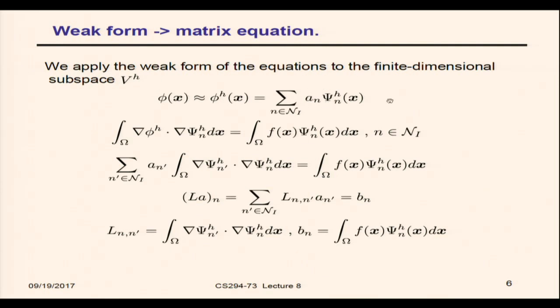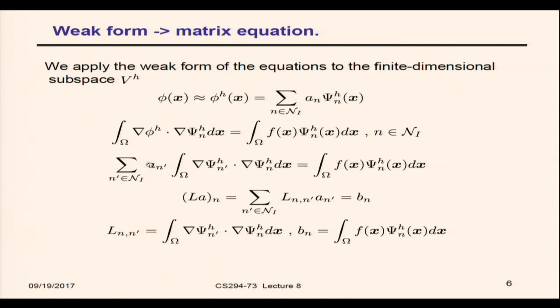So we're just going to approximate our function as a linear combination of basis functions. And then what's the condition that this is a weak solution translated into this finite dimensional space? Well, it's grad phi h dotted into grad psi h sub n. So we take this function here and we say for every element in our finite dimensional space, or equivalently every element in the basis for that, the integral over omega of grad phi h dot grad psi h n is equal to the integral over omega of f times psi h n, for every interior node.